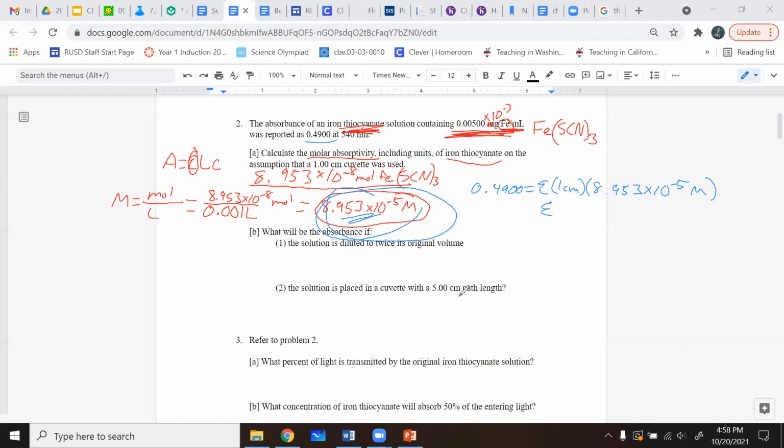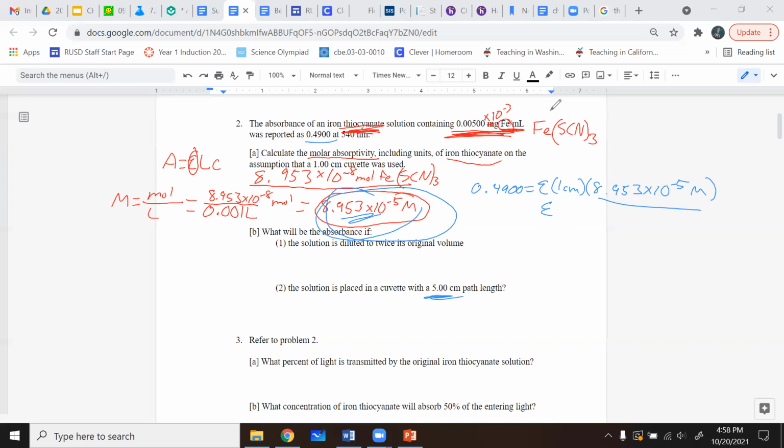This one here is asking, okay, well, what if that original solution, so not the diluted concentration, but the original solution, what if we place that in a cuvette and the new path length was 5 centimeters? So you're going to have to sub in a new path length, but keeping our concentration here and keeping the E that you calculated with it, and you're just solving for absorbance. Okay.